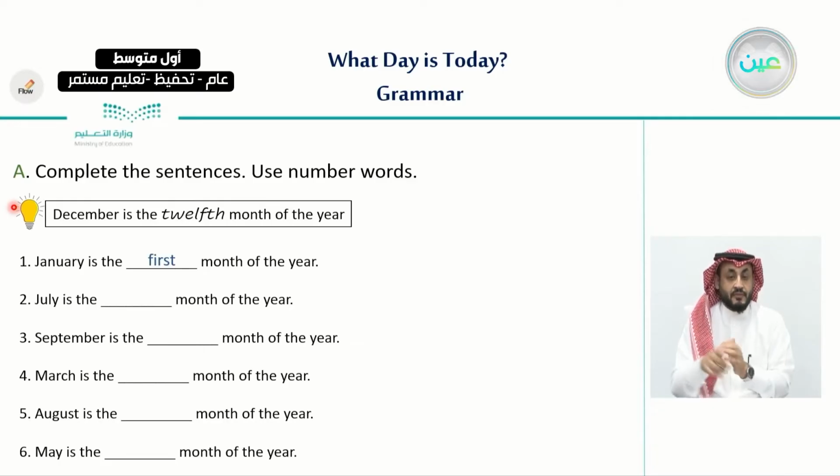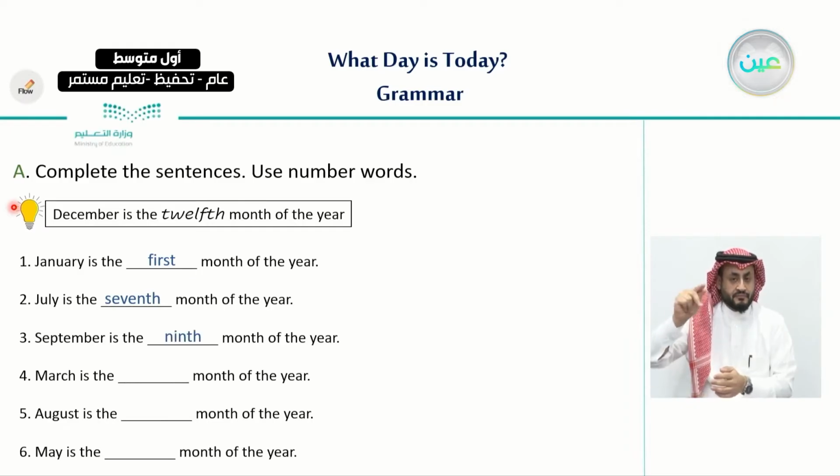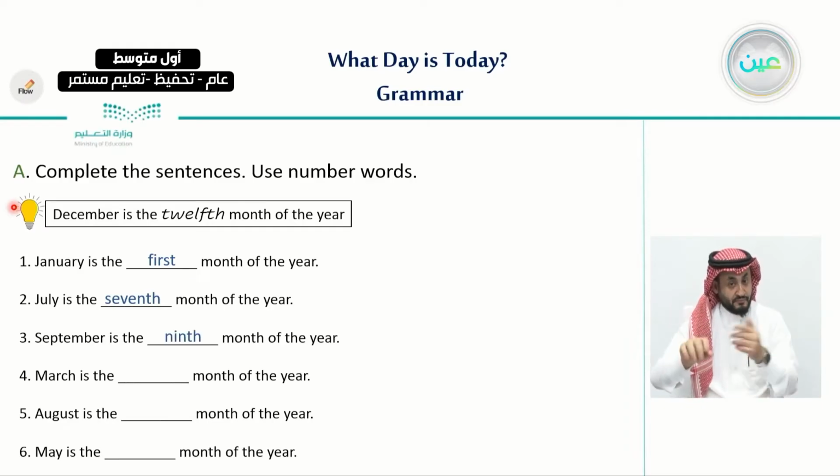January is the first month of the year. Number two, July. July is the 7th month of the year. Number three, September. September is the 9th month of the year. And number four, March. March is the 3rd month of the year.